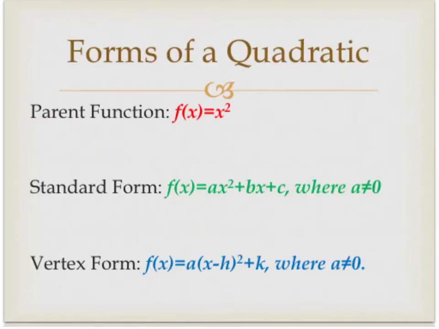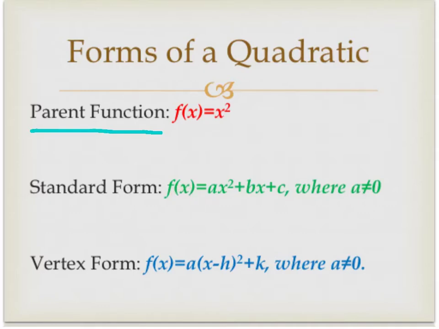Alright, so these are the different forms of a quadratic function. Hopefully the terminology parent function you're familiar with now, right? That's where we start before we move anything around on the coordinate plane. We have our standard form, which is just what we were looking at. Ax squared plus bx plus c equals f of x. Remember, f of x is the same as saying y.